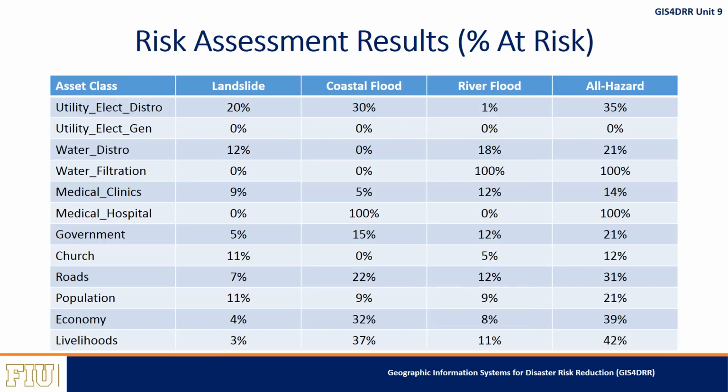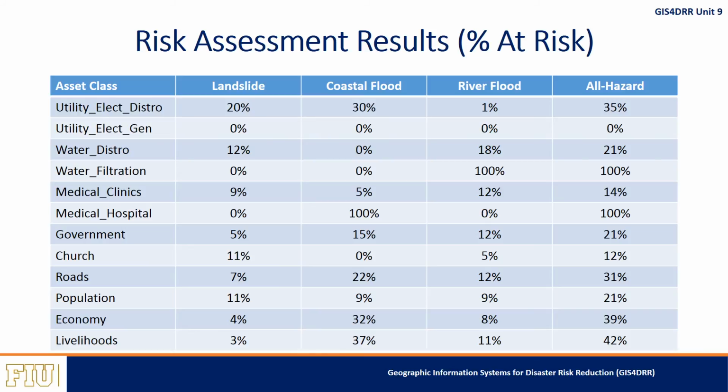So here's our simple risk assessment results. They're aggregated, although you notice that there's only one medical hospital, so it can't be aggregated. There's one water filtration and one electrical generation station. So each of those couldn't be aggregated. But the rest of it, if you look at it, you can see that 20% of the electrical distribution network is in a landslide susceptible area, 30% is in the coastal flooding, 1% is river flooding.